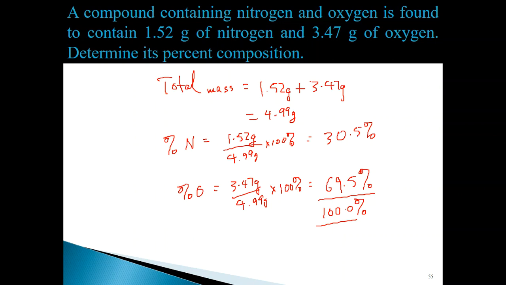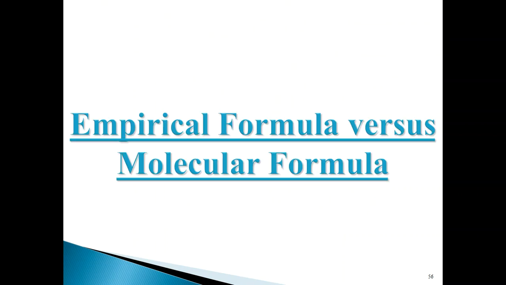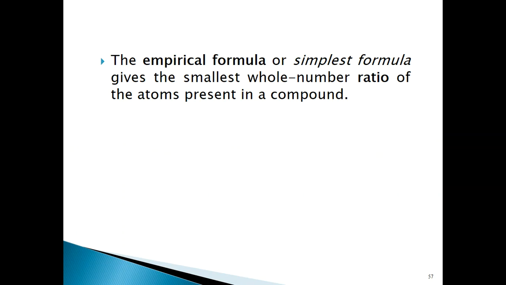Okay, so as I said before, it's more difficult to calculate the empirical formula or the molecular formula for a compound based on the percent composition data. Now, what we're going to look at here is the relationship between the empirical formula and the molecular formula. For us to do that, let's define firstly what we mean by the empirical formula, which is also known as the simplest formula. And this is a formula that gives you the simplest or smallest whole number ratio between the atoms present in a compound.